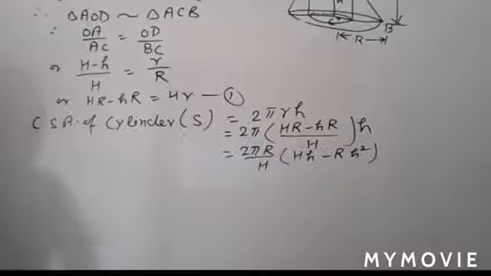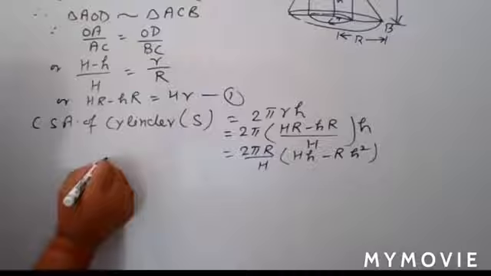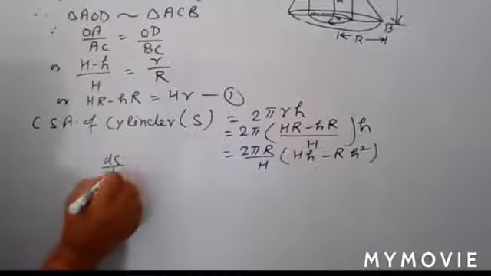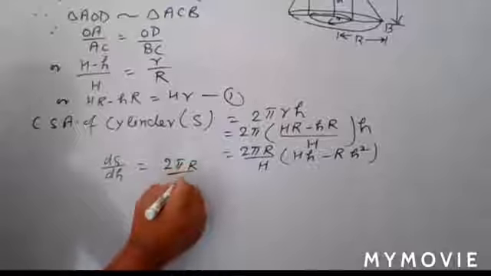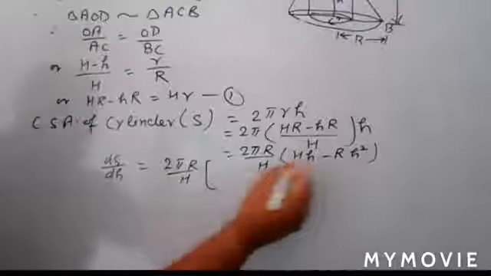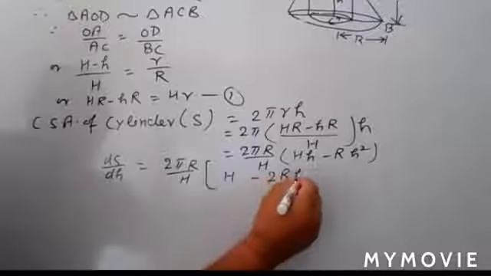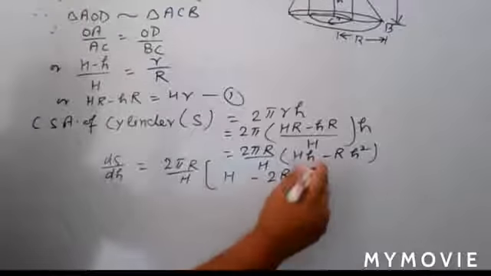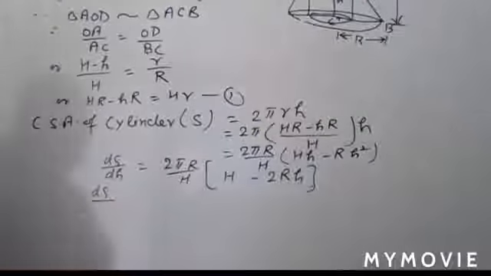Yes. Sir. Okay, beta. So differentiate here with respect to small h. So ds upon dh is equal to 2 pi capital R upon capital H into here you have capital H minus 2 capital R small h. Okay. Now small r will not be there, because capital R is taken outside the bracket.